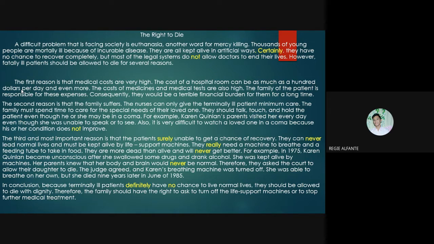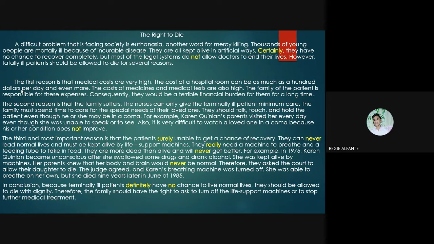Further, it is also very difficult to watch a loved one in a coma because his or her condition does not improve. Not here is an adverb of negation that negates the improvement of the health condition of the patient.